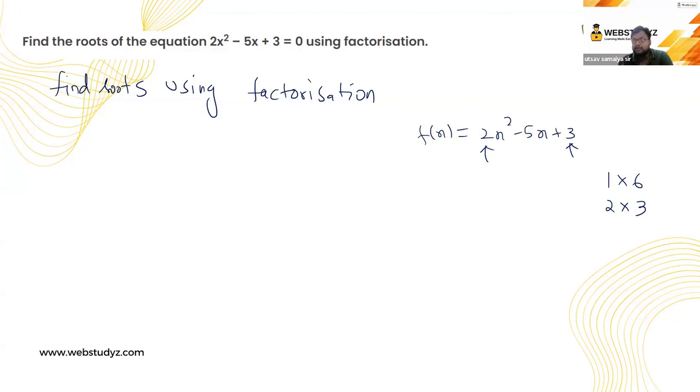But what we want? We want minus 5. So remember this always. So this is how we factorize the form. So here if we check, A they have given us 2, B as minus 5, C as 3.